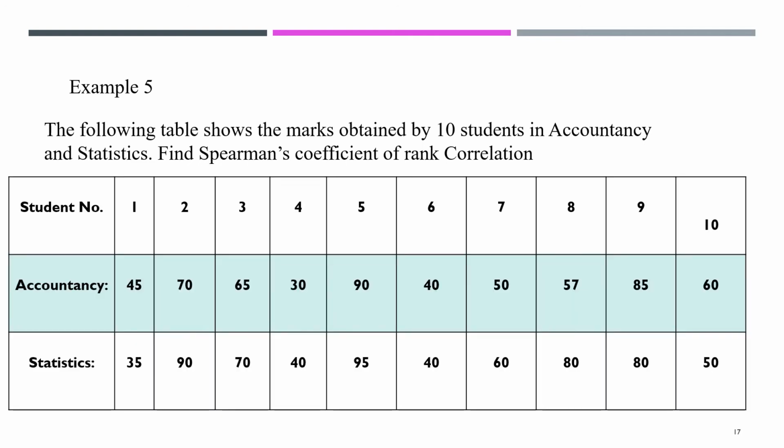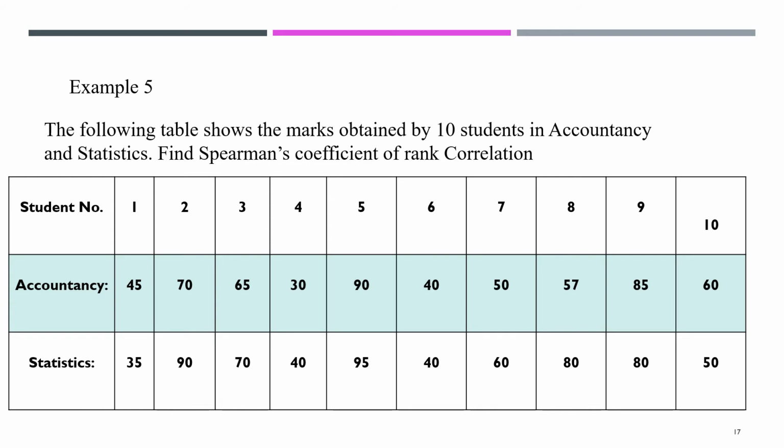We'll take one more example. We are given 10 students and their marks obtained in accountancy and statistics. Which means rank has to be 10 because there are 10 students. We have to give the ranks from 1 to 10. So let us take X to be the marks in accountancy and Y to be the marks in the statistics subject.